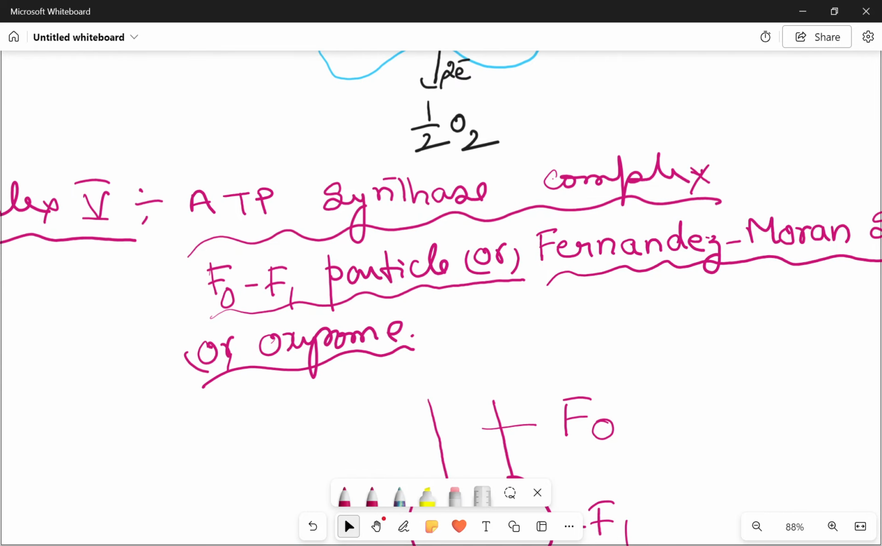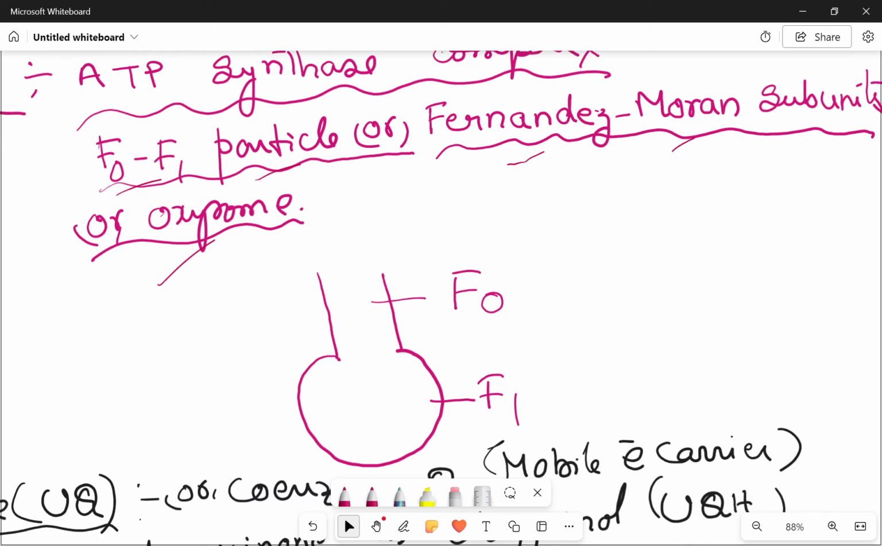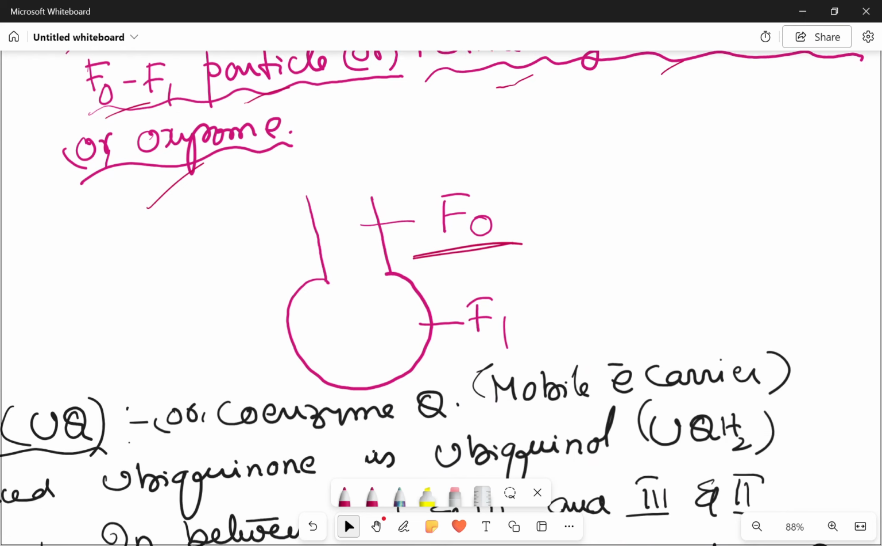Finally, what is the 5th complex? We call this the ATP synthase complex or F0F1 particle or Fernandez-Moran subunit or oxysome. These are all names for complex 5. All are the same. It consists of F0 and F1. This F0 is embedded in the mitochondrial membrane, and this F1 is protruding into the matrix of the mitochondria.